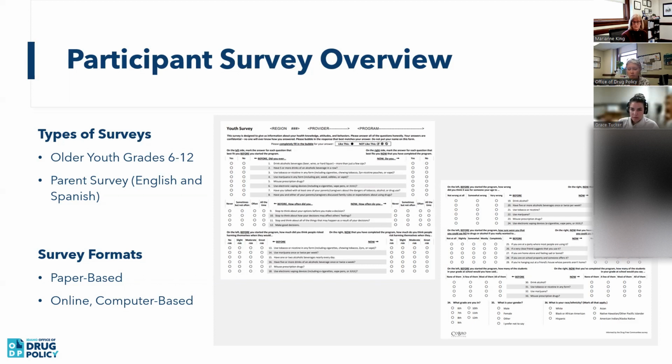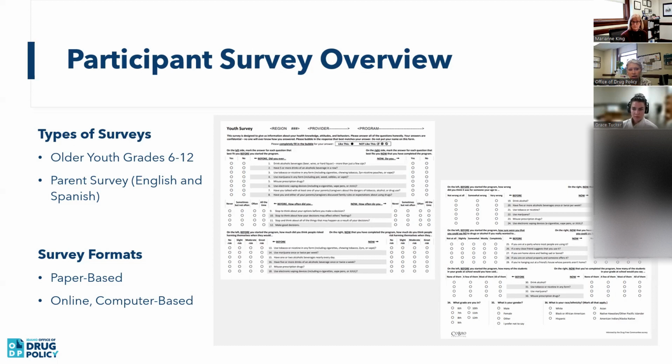We historically have not provided a Spanish older youth survey because no grantees have requested it. If you do feel that you need an older youth survey for grades 6 through 12 in Spanish, let us know, and we can definitely work with our contractor to get that to you. We've just, at this point in time, never had a grantee need a Spanish older youth survey. But if that is a need, we're happy to work with you, so just let us know.